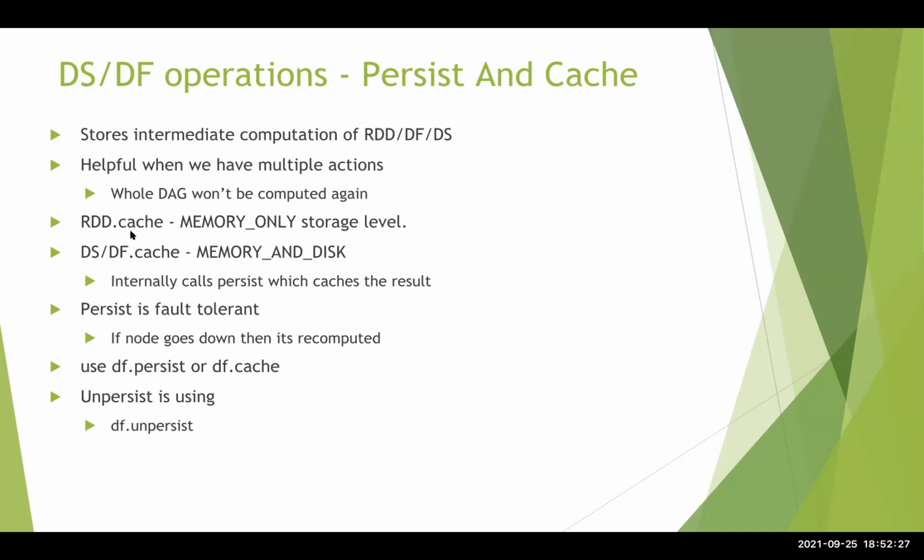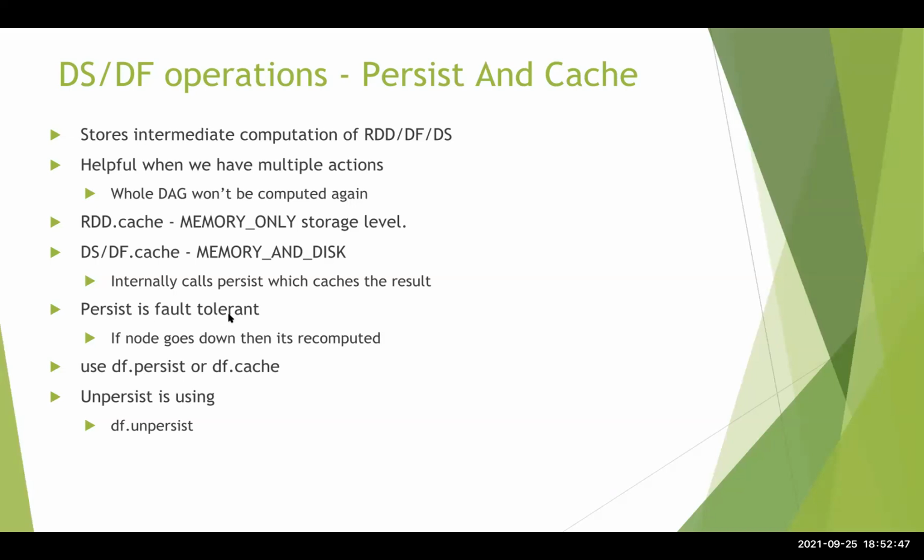RDD also has a cache method, and its cache is memory only storage. The Dataset class also has a cache method. It's memory and disk by default. The cache method of dataset and data frame internally calls persist, which caches the result.